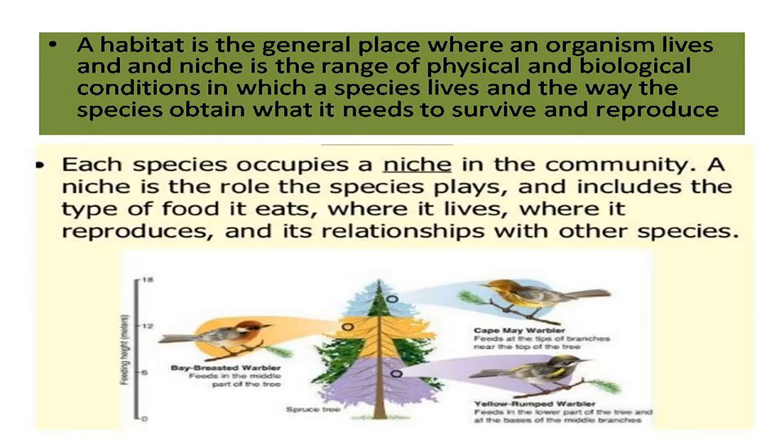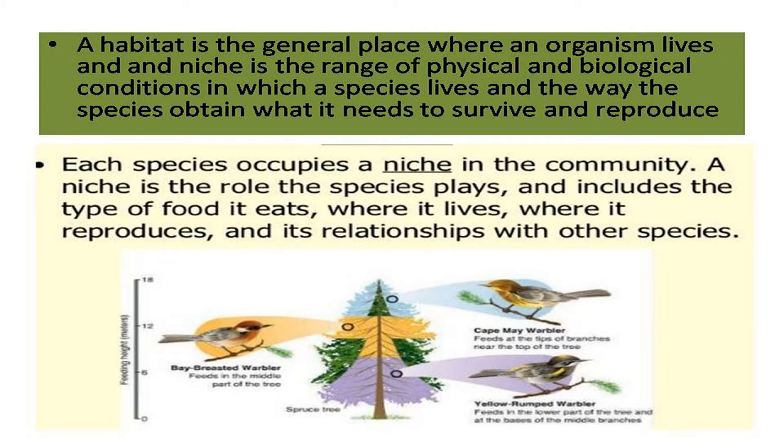The habitat is the general place where an organism lives, and the niche is the range of physical and biological conditions in which a species lives and where the species obtains what it needs to survive and reproduce. That means the niche is where the organism finds what it needs to survive and reproduce, the biological conditions that the organism must have to survive and reproduce.